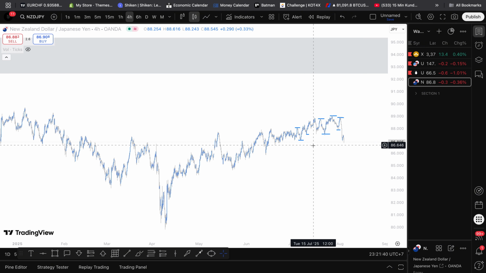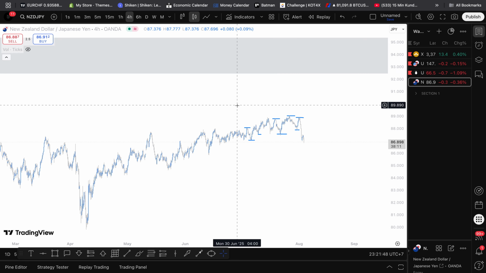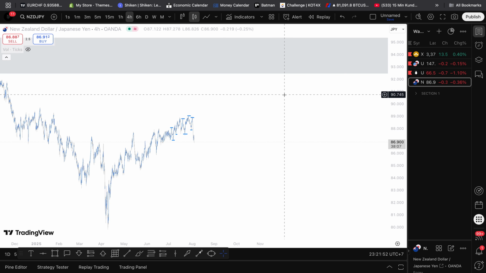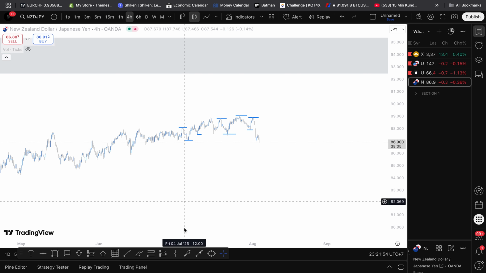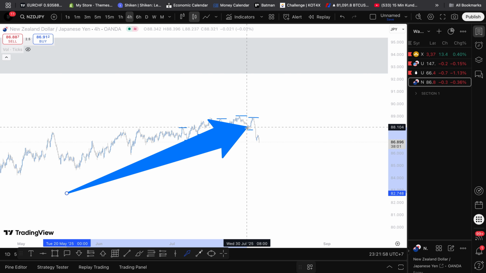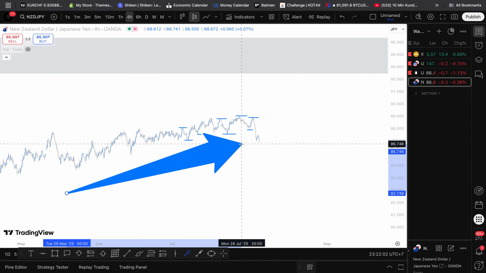I'm gonna go ahead and show you. So yeah, hold on a second. Let's get this set up. So in New Zealand JPY on the 4 hour, you can clearly see that we are downtrending now. We were uptrending because we had all of this market structure going upwards down here, and now the market is positioning itself to be bearish.